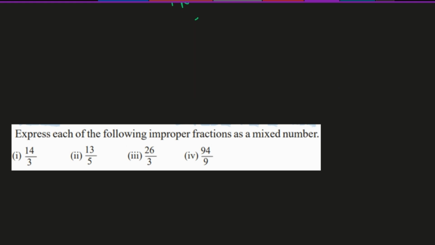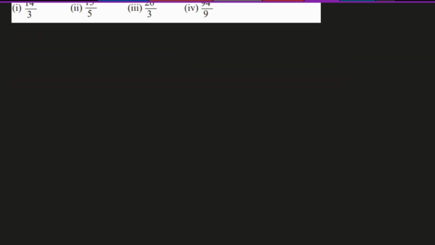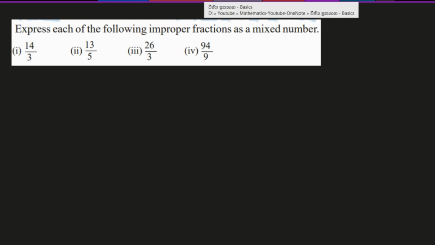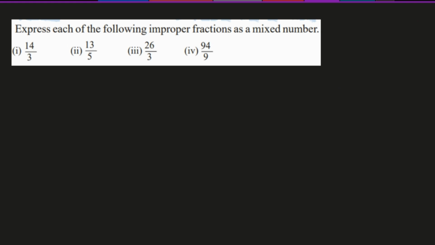Let's do it quickly, right? Express each of the following improper fractions as a mixed number. So what do we have to do? We have to convert each improper fraction into a mixed number. So let's quickly do it. You can pause the video if you want, do these exercises on your own, and come back and check the answers with me.